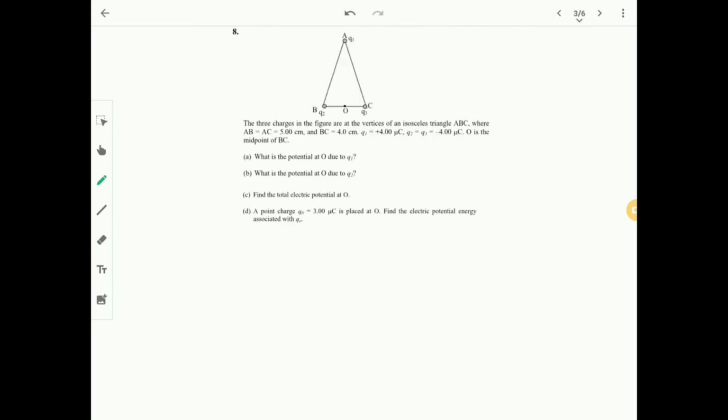Moving on, number 8. Three charges in the figure are at the vertices of an isosceles triangle. Immediately we should know that AB and AC are equal, and they have said that AB equals AC equals 5 centimeters, and BC is 4. Q1 is plus 4 microcoulombs, Q2 and Q3 are both negative 4. O is the midpoint, so this is 2 and 2.